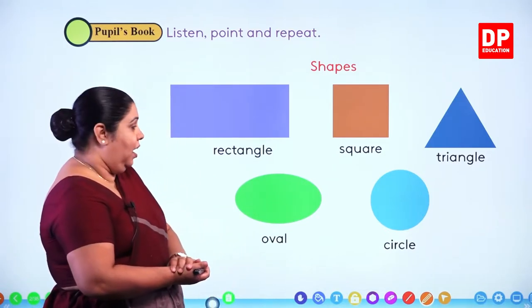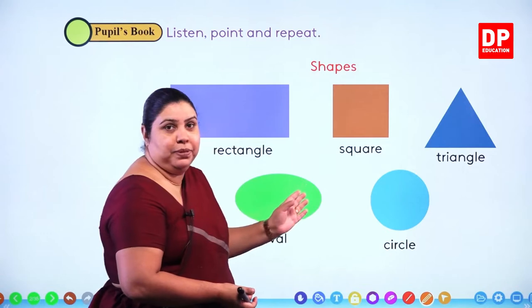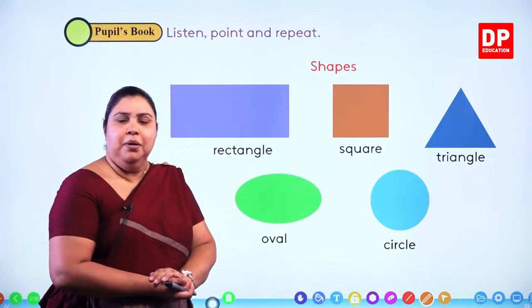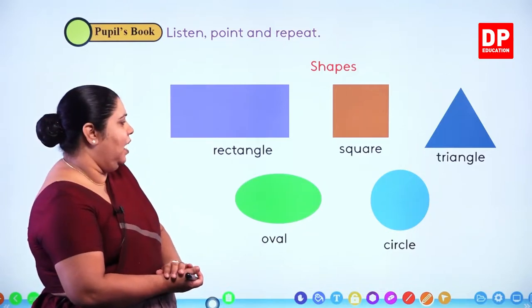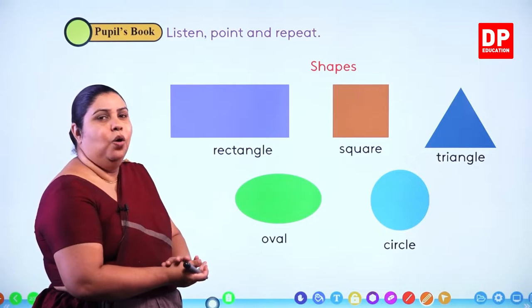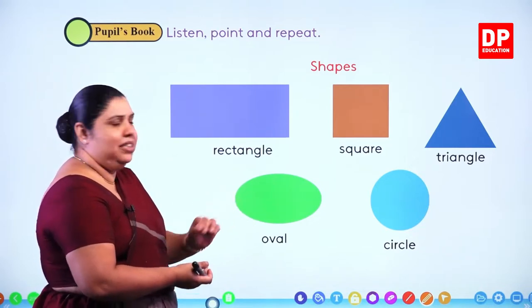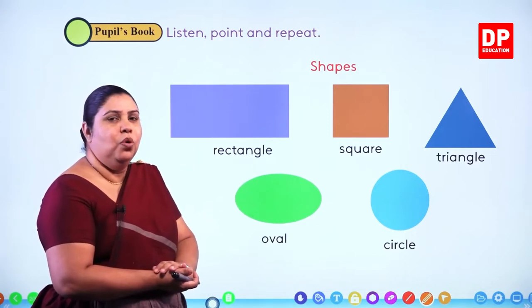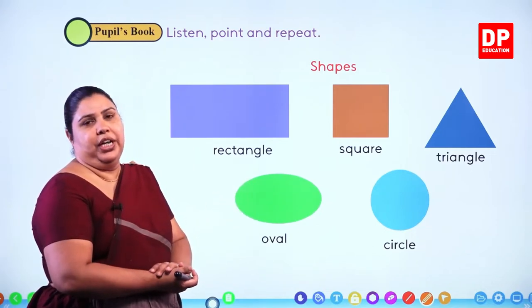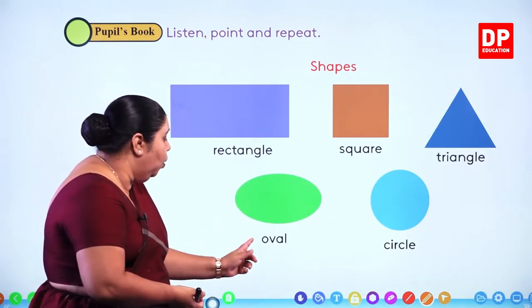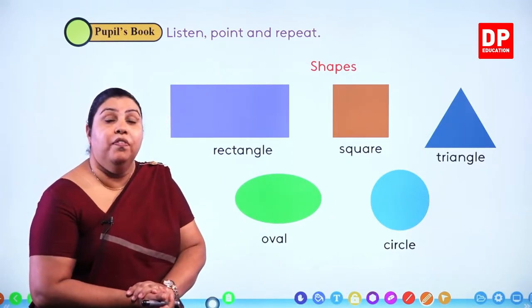Next. Look at these two shapes. Both the shapes are just in the shape of a round figure. But look at this picture. Look at this shape. It is more a long round shape. What do we call it? We call it oval. Oval.